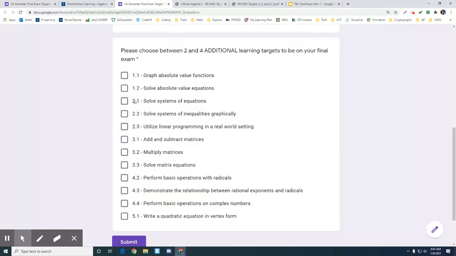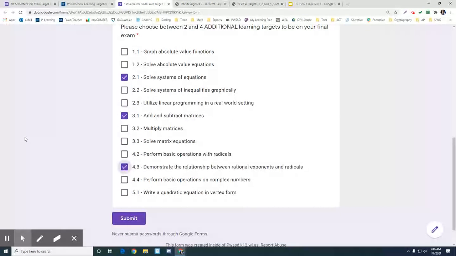So you can say, oh, you know what, I want to work on systems of equations, adding and subtracting matrices, and, I don't know, the rational exponents and radicals. Okay, so you can just choose those three. You just check them, hit submit. All right. Now, I'd like you to fill this out by Friday.